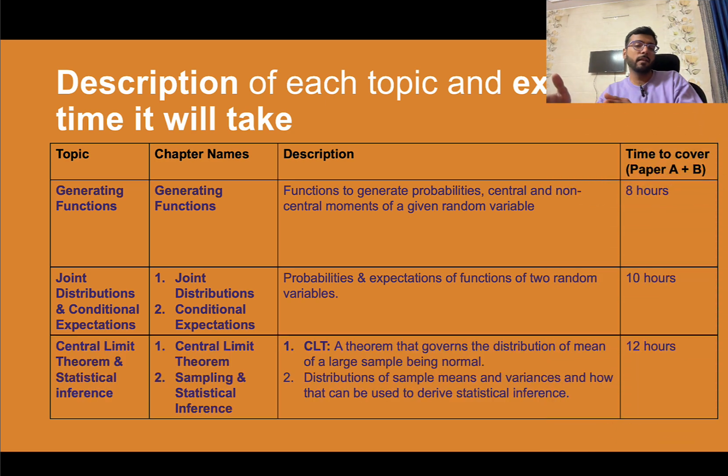Then the next unit is related to central limit theorem and statistical inference. So CLT, or central limit theorem, is just a theorem which states that if you take a large enough sample, then the sample mean of that has a normal distribution with a certain expectation and a certain variance, and that is what the CLT is. So we talk about what CLT is and we talk about its explanation.